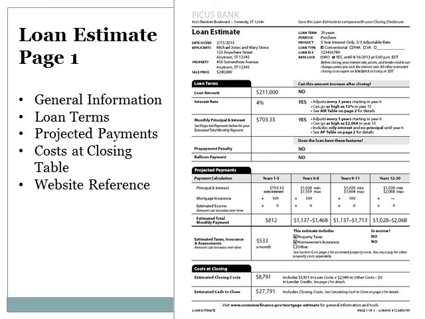Here we have a sample of page 1 of the loan estimate. At the very top is general information, and then we have loan terms, projected payments, and a cost at closing table. And down there at the very bottom there is a website reference to the CFPB's website for information regarding the closing disclosure and loan estimate.